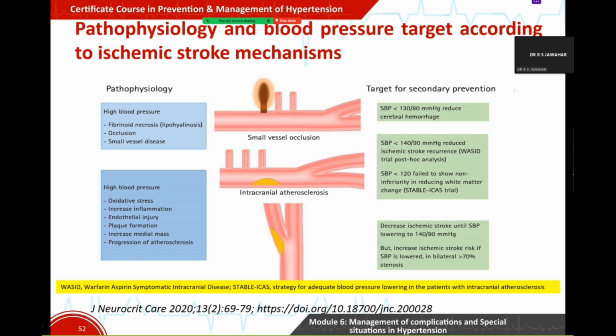So these are the trials, the VASID trial and the SAMMPRIS trial. They say that less than 140 by 90 is ideal.